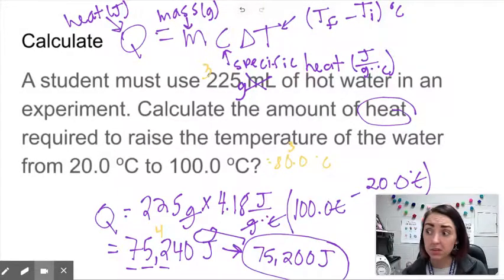75,200 joules. And again, you could solve for any one of these variables. You could solve for mass, you could solve for delta T, you could solve for T final or T initial. It's just going to require algebra. So as long as you know where to plug everything in, from there, it's just algebra. So keep an eye on your units, use your equation, and you should be good to go.